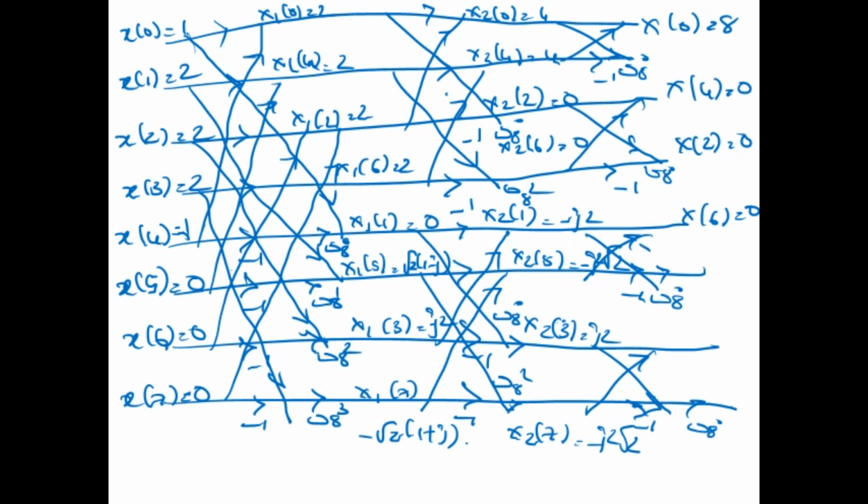Then x of 1 is minus j2 into 1 plus root 2. X of 5 is minus j2 into 1 minus j root 2. X of 3 is j2 into 1 minus root 2. X of 7 is j2 into 1 plus root 2.